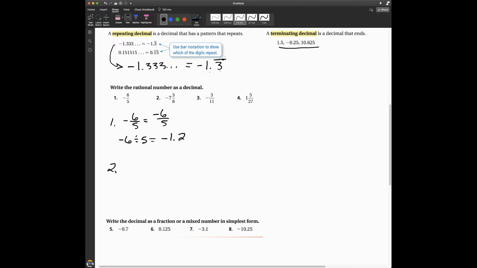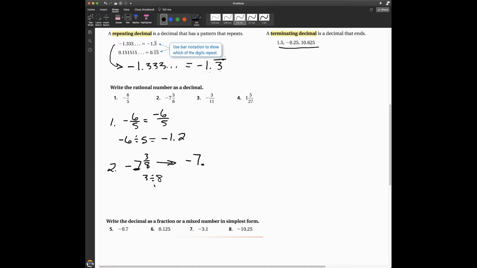Number 2 is what? Negative 7 3/8. So here's 2 ways to do this one. The first way, what kind of number is this? This is a mixed number. So I can just leave the integer part of the mixed number alone. So that's going to be negative 7, and I'm going to put a decimal there. And then in my calculator, I'm going to put in 3 divided by 8.